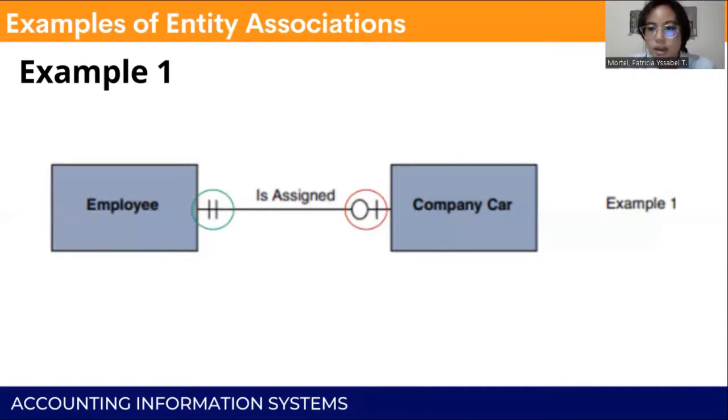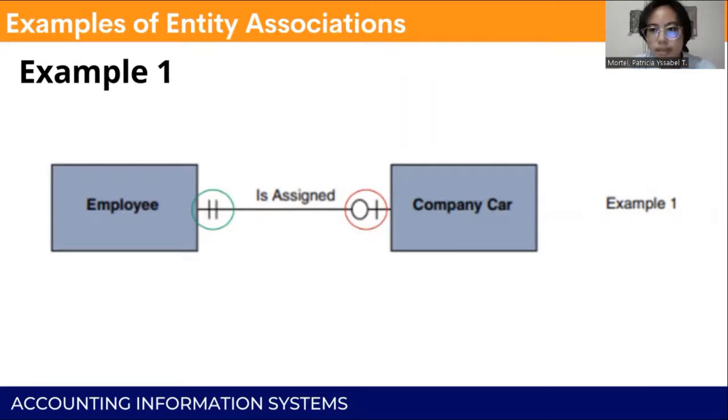Banggit kanina na 100 out of 1,000 employees are sales staff, meaning yung 900 ay non-sales staff. Then each salesperson is assigned one company car. Therefore, if an employee is a non-sales staff, he or she is not given a company car. So for every occurrence in the employee entity, there are two possible occurrences in the company car entity, 1 or 0. An employee who is a sales staff is assigned one company car, whereas an employee who is a non-sales staff is assigned 0 company car. In the illustration, this is represented by the circle with one short line.